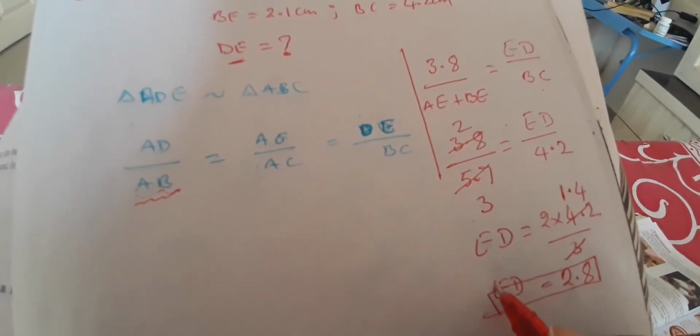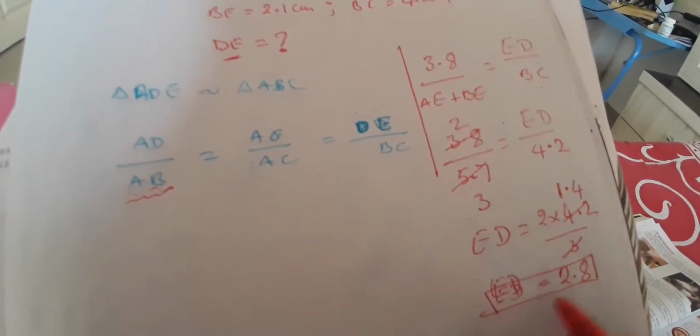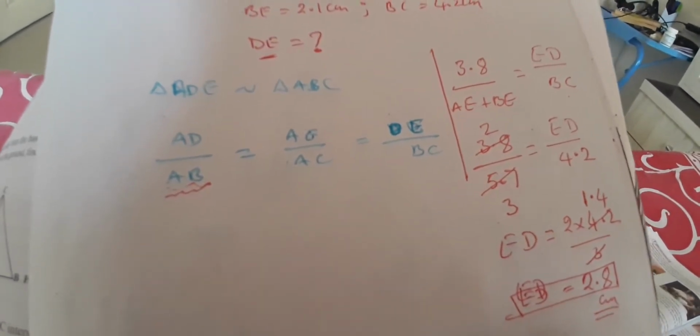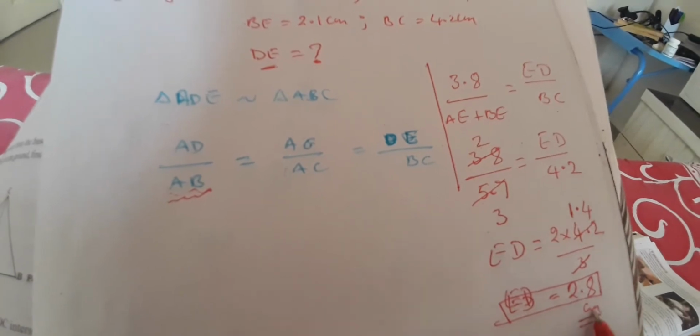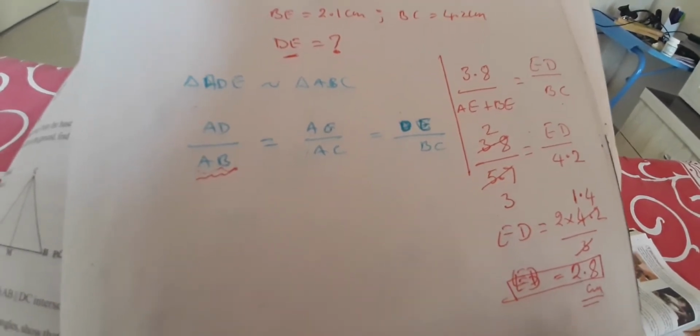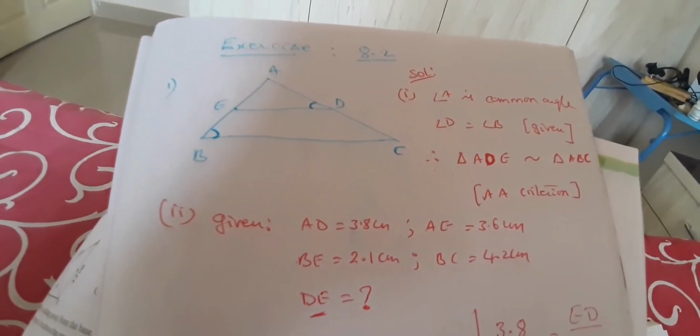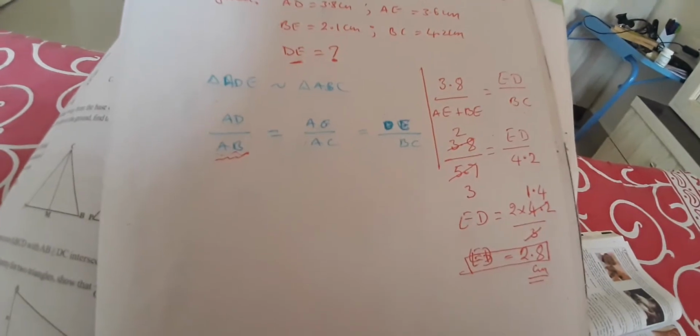So therefore ED is equal to 2.8 centimeters. If it is given in centimeters, you have to write it as centimeters, or else you have to write it as only units. Okay. So just take a screenshot of this, the solution part.